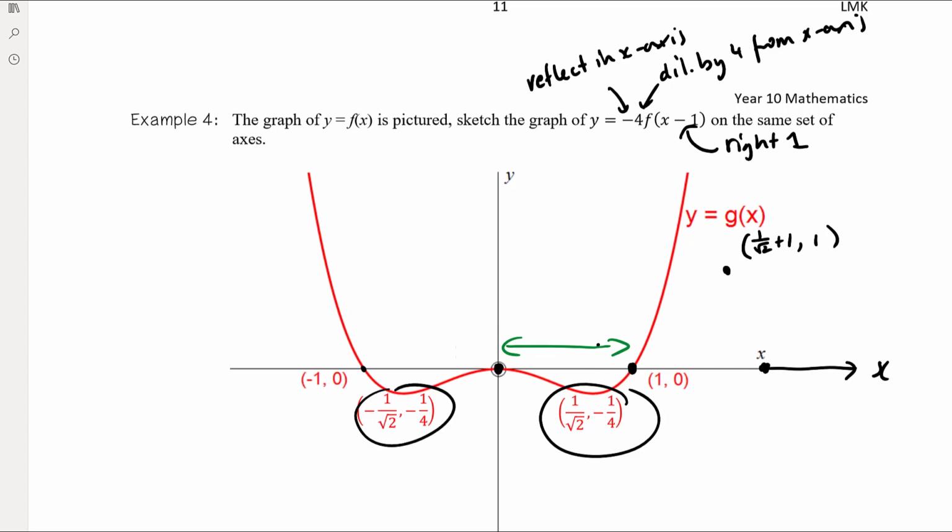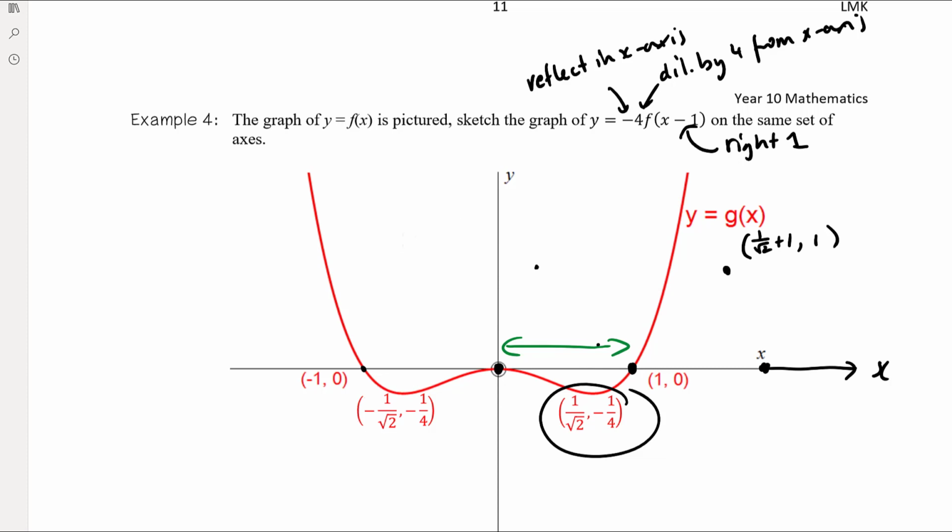This point here, reflecting it in the x-axis, it's going to come up here, so it'll still have the same x-coordinate, but it'll have a y-coordinate of positive 1/4. Dilating by 4, it's going to have a y-coordinate of positive 1. So we're now at negative 1 on root 2, 1. And then we want to move to the right by 1, so we're going to add 1 onto that x-coordinate. We're going to move the graph to the right by 1. So that's going to be somewhere roughly here.